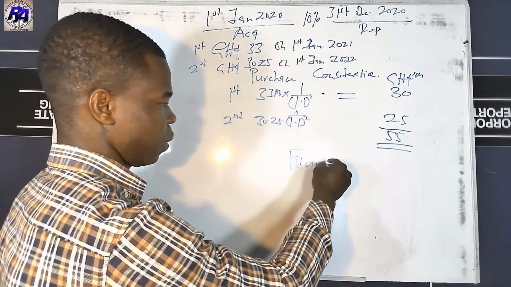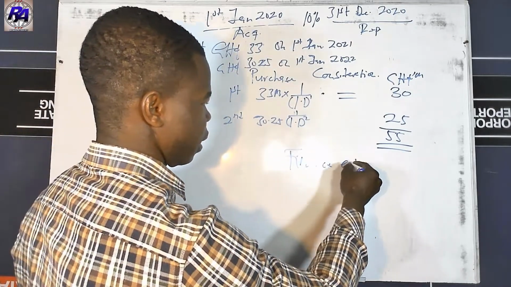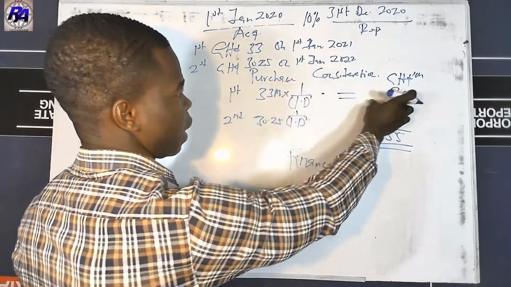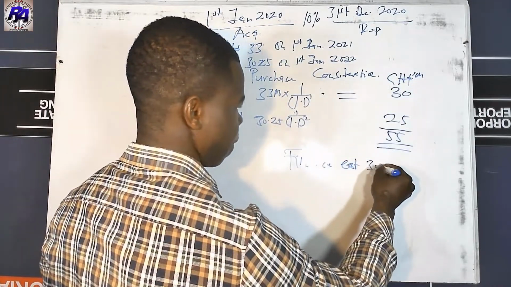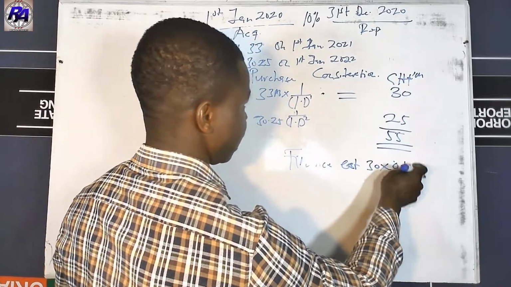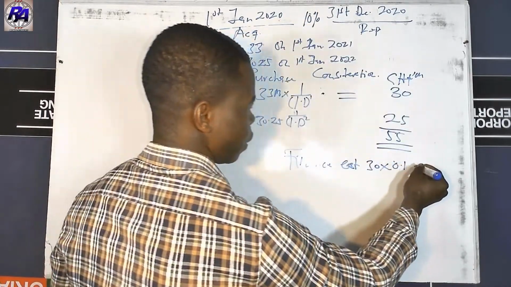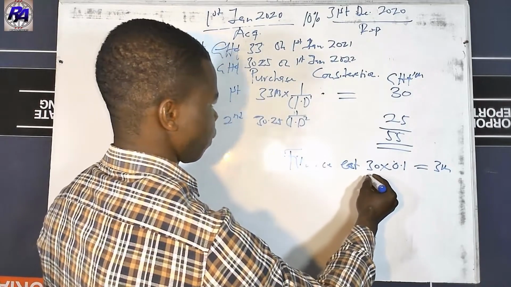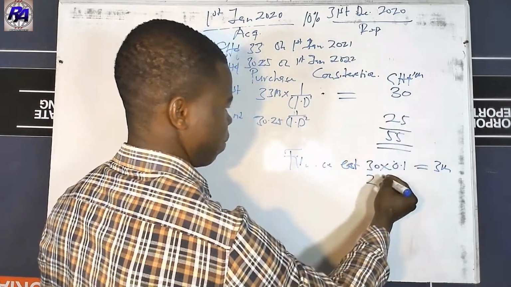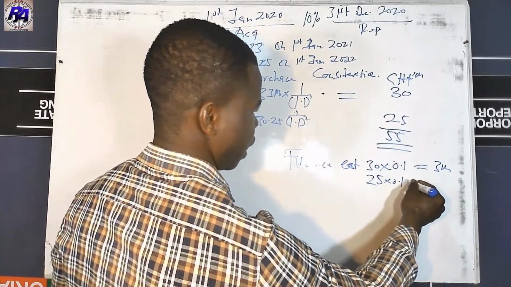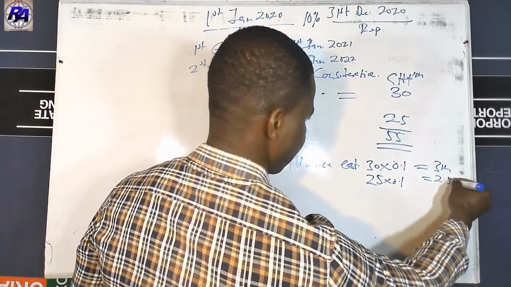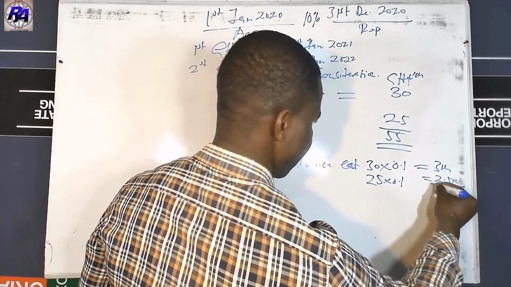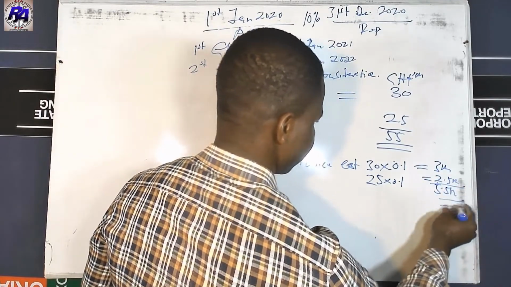Our finance cost in this case is going to be the amount to calculate here, which is the 30 multiplied by 0.1. This is the 10%, the cost of capital. This is going to give us 3 million. And then the second one is 25 for the second payment multiplied by 0.1, and this is going to give us 2.5 million. So in all, we are going to have 5.5 million as our finance cost.